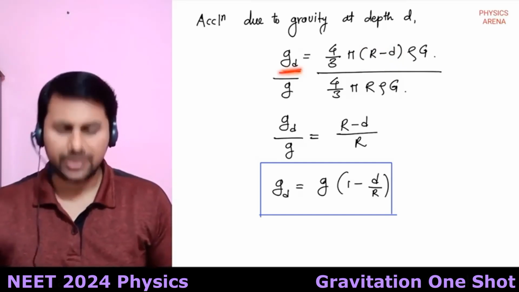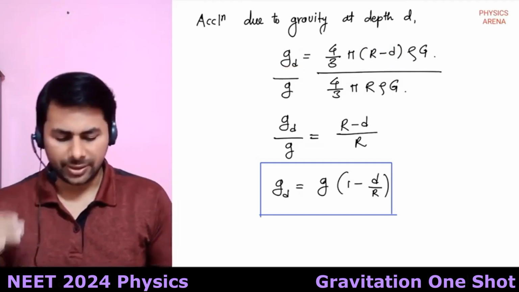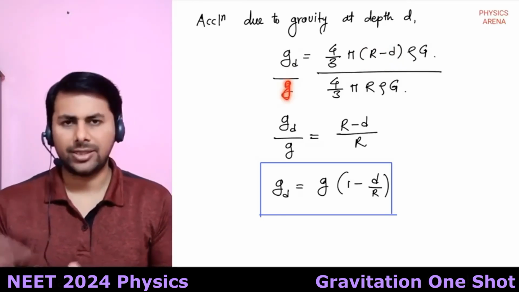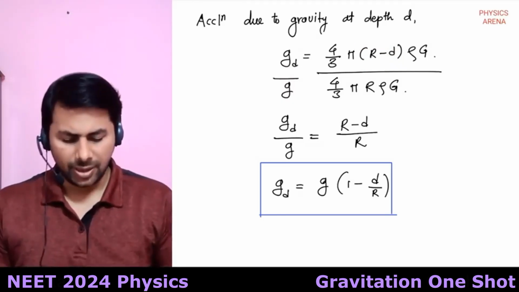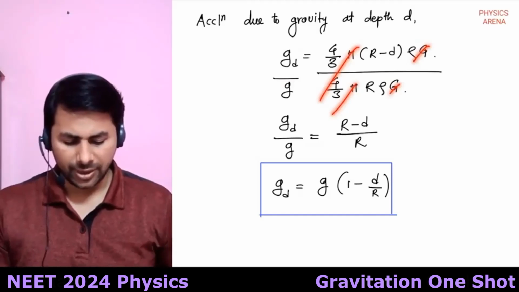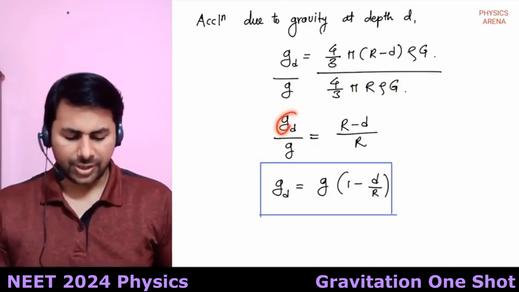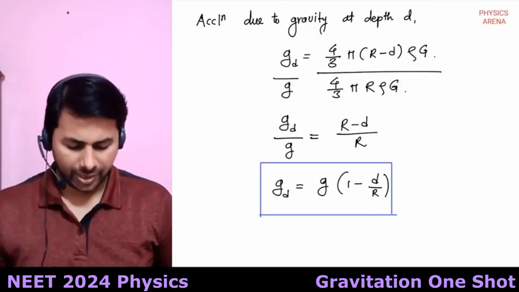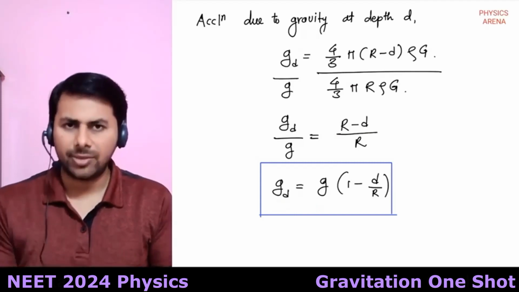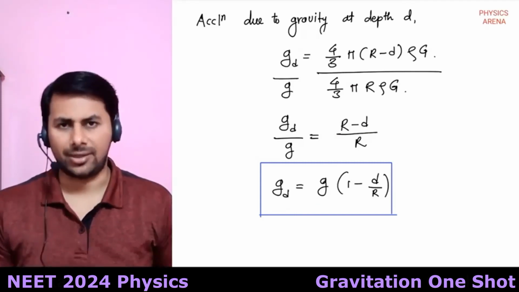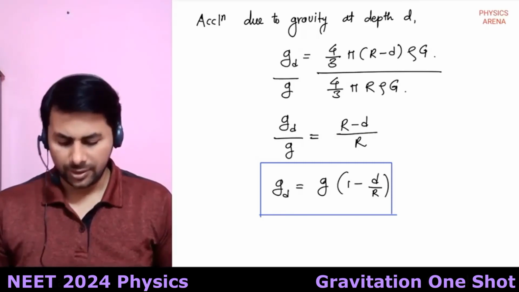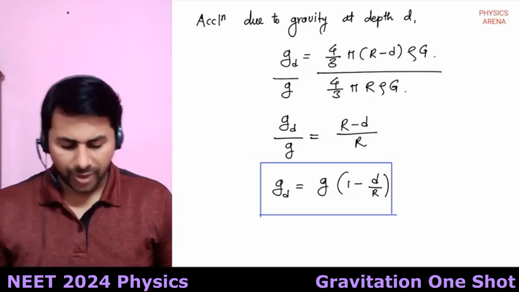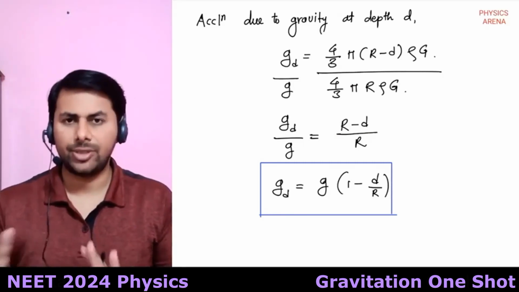Then you compare this acceleration due to gravity at depth d with acceleration on Earth's surface. Some things will get cancelled out, and what do you get? Gd upon g is r minus d upon r. That is, Gd is equal to g multiplied by 1 minus d by r. And an important thing is there is no limit to this formula.